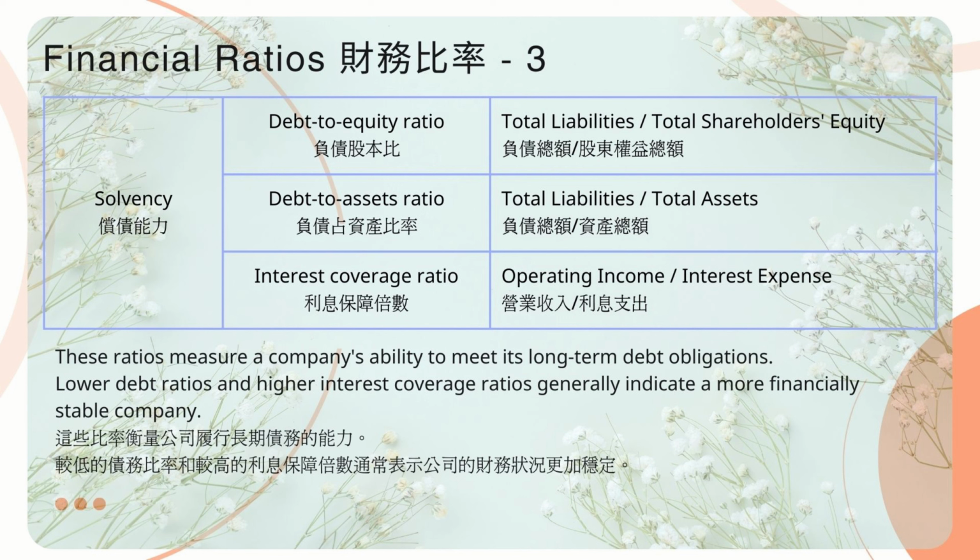Solvency. These ratios measure a company's ability to meet its long-term debt obligations. Lower debt ratios and higher interest coverage ratios generally indicate a more financially stable company. Debt to equity ratio: total liabilities divided by total shareholders' equity. Debt to assets ratio: total liabilities divided by total assets. Interest coverage ratio: operating income divided by interest expense.